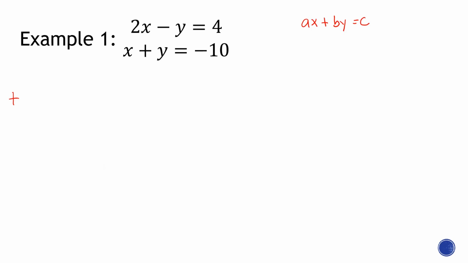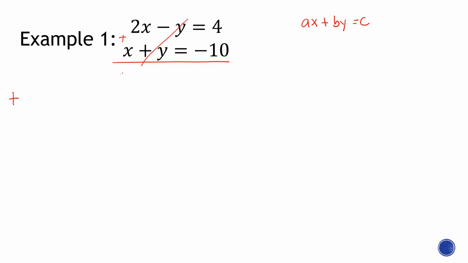I'm talking about the x terms. Will that be equal to 0, or the y terms? Will that be equal to 0? Let's see. If we add the terms, 2x plus x, will that be equal to 0? The answer is no. How about negative y and y? Negative y plus y, will that be equal to 0? Yes. So if one of the two terms, the x terms or the y terms, will be equal to 0 when we add them, then we will use addition. So this will be equal to 0.